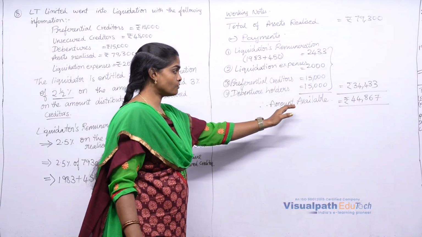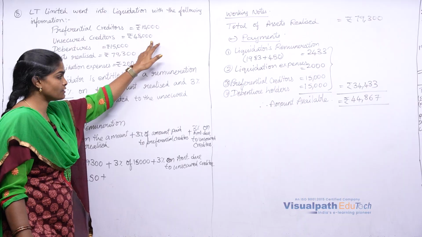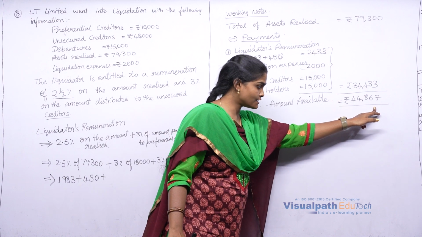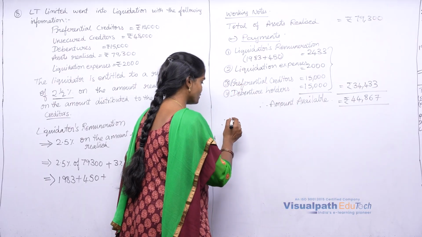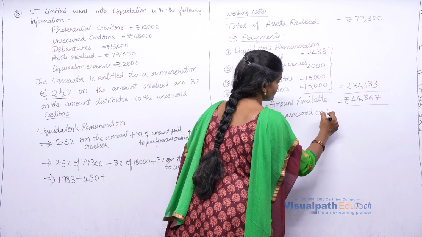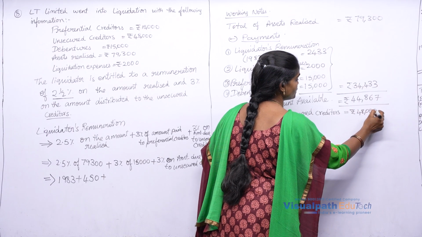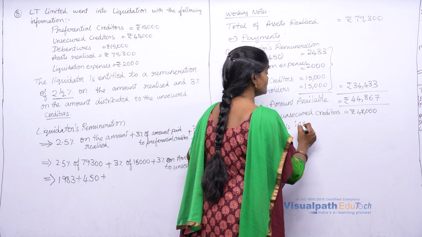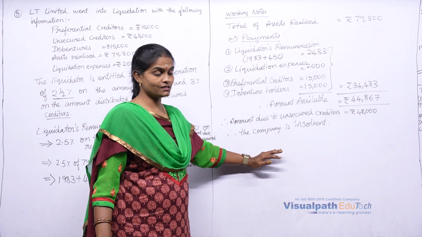So therefore the amount available is 44,867. So now let us check whether the company is solvent or not. Now here unsecured creditors is 48,000. We have to pay 48,000, but the amount available with us is 44,867. So the company is insolvent to pay back the unsecured creditors. So amount due to unsecured creditors is rupees 48,000. So therefore the company is insolvent. Okay. So when the company is insolvent, which formula do we use to calculate liquidator's remuneration?